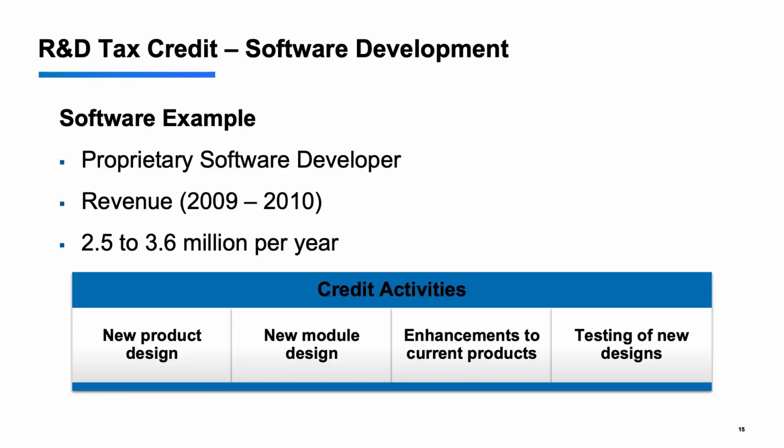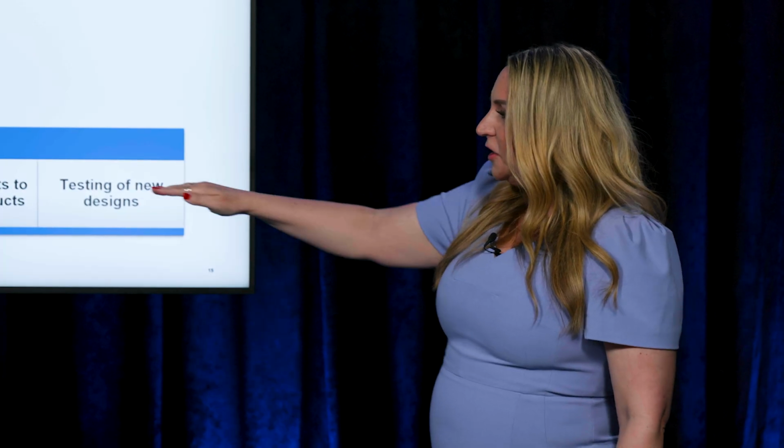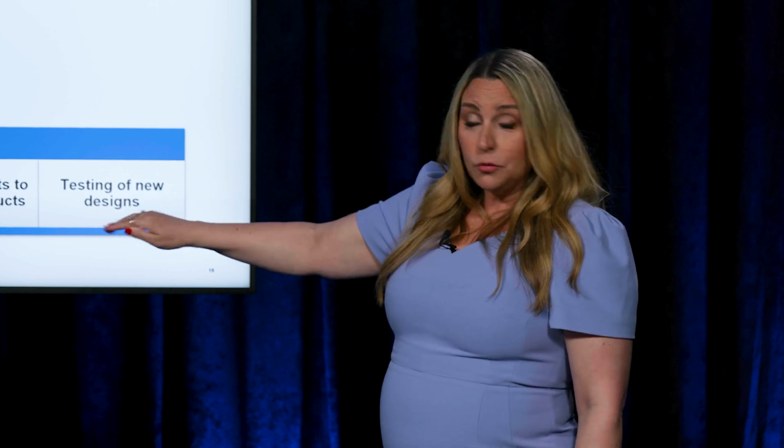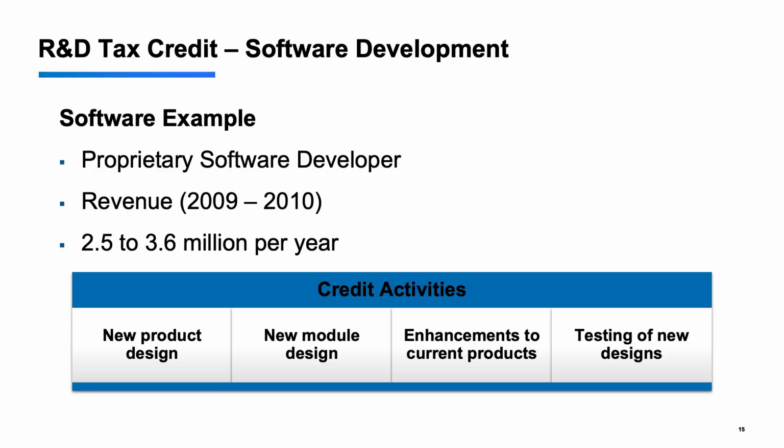In this case, I want to share a story with you about a software developer. This software developer created a proprietary software, and their earnings in year 1 and year 2 were between $2.5 and $3.6 million for each year. Now, these credits are to incentivize a new product design, a new module design, or what we know as updates to software, enhancements for current products that you offer, or even testing new designs. So something as simple as redesigning the packaging for your product can qualify for the research and development tax credit.